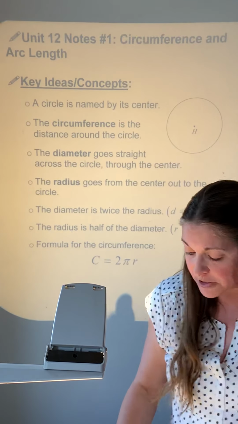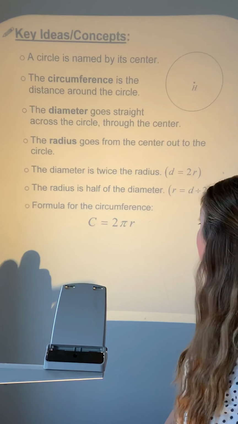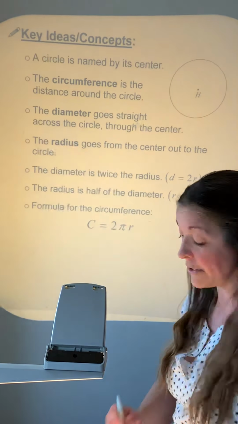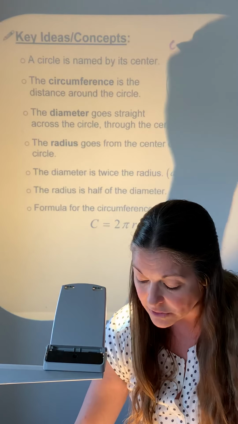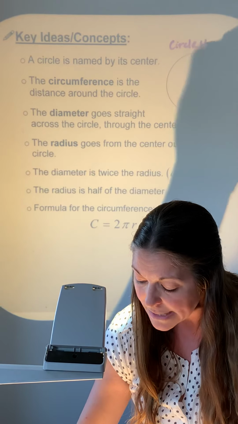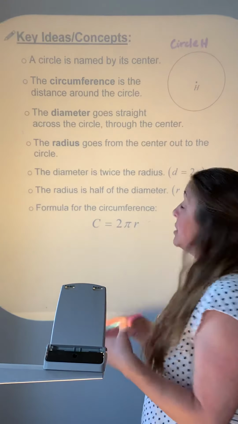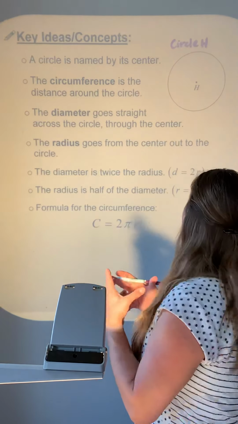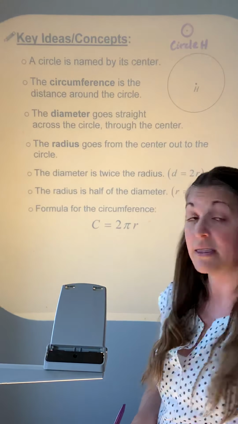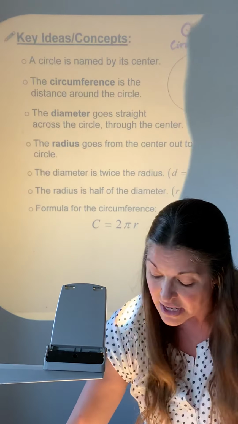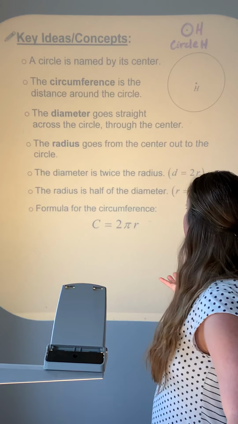So first things first, whenever we talk about circles, a circle is always named by its center. If you look at this circle over here, that point in the middle, which I've named H, would tell us that we could call this circle H. Now, like other things in geometry, you can replace the word circle with a symbol, which is an actual circle with a dot in the middle to indicate its center, and then the letter H. So that's how you would name the circle.